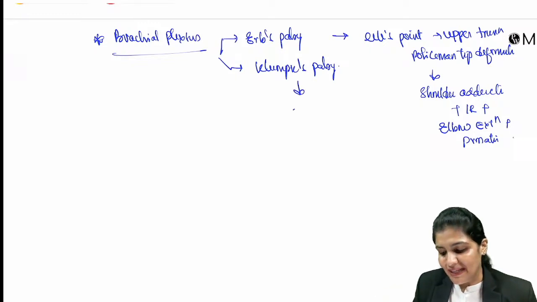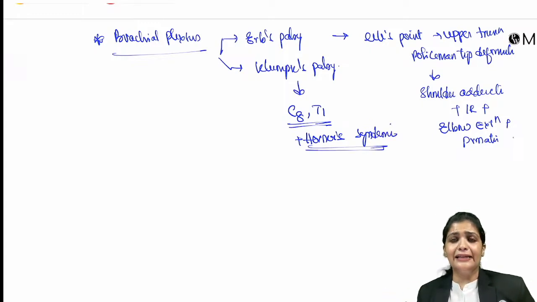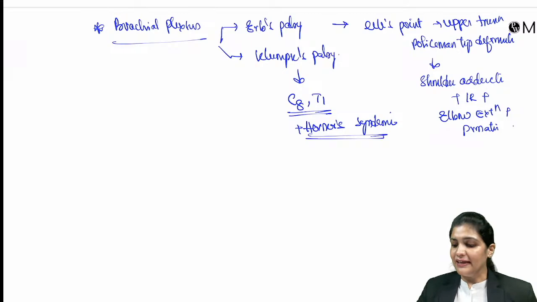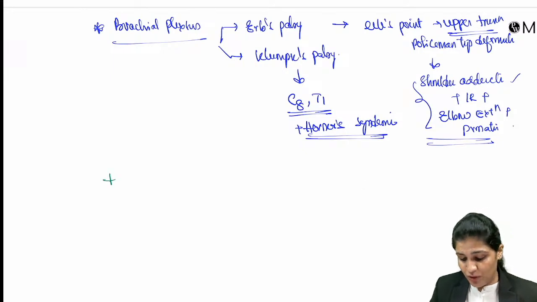Coming to the Klumpke's palsy, it is the lower trunk, the C8 and T1. Sometimes it is associated with Horner's syndrome. So when I say C8 and T1, it is again your hand. So in the hand there will be a problem in the abduction and adduction, and your long flexors will be affected. So this is your Klumpke's palsy, and Erb's palsy is your upper trunk, and these are the deformities which you see, right? And next, coming to the next one, which is important, is your axillary nerve.